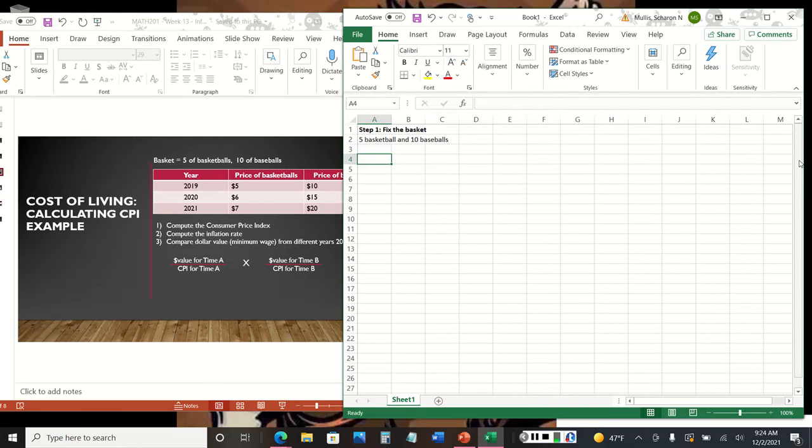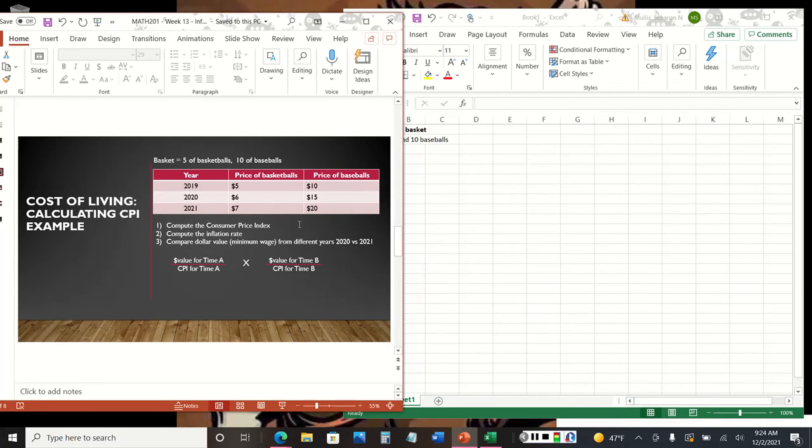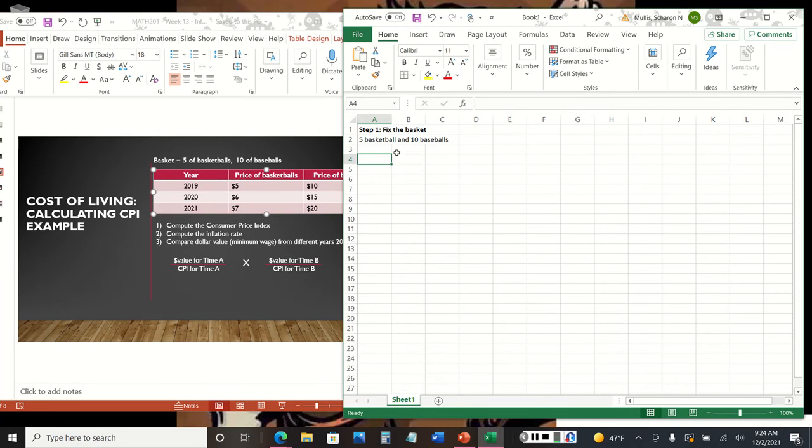Step two, we want to find the prices of each item in our basket. So let's look in here, and we see the different prices for the different years. For 2019, the price of basketballs was $5. So let me type it in here: step two, find the prices of each item.